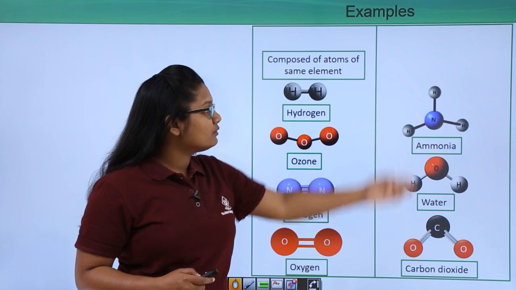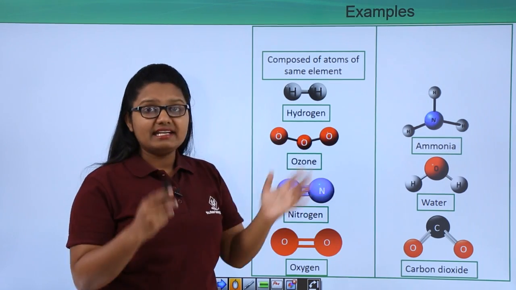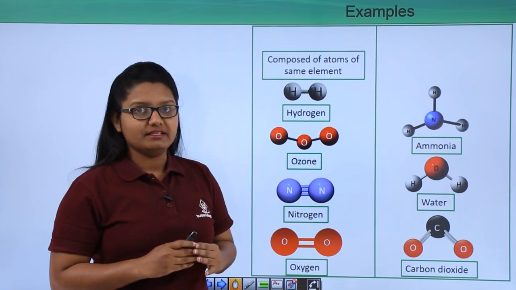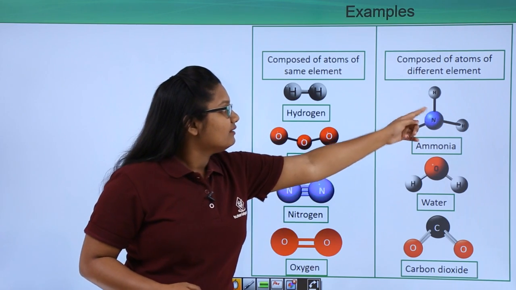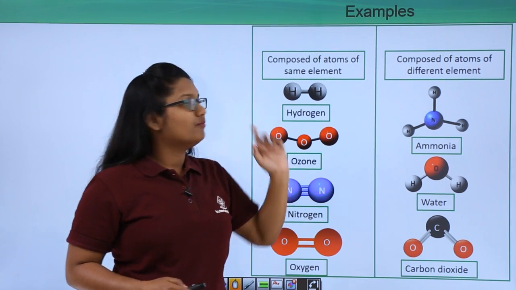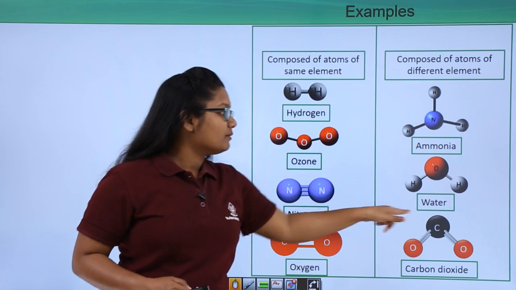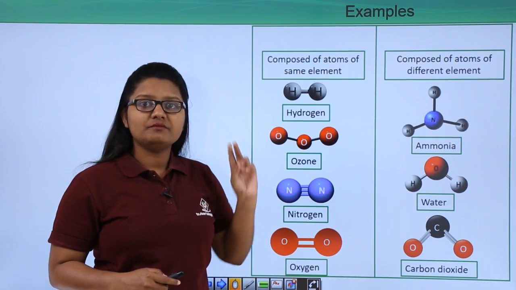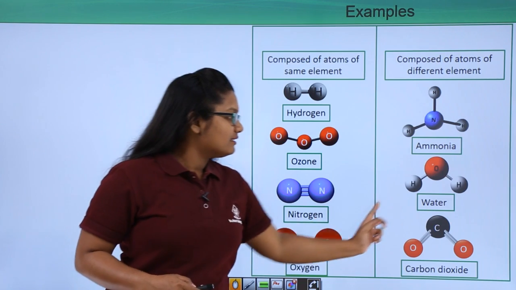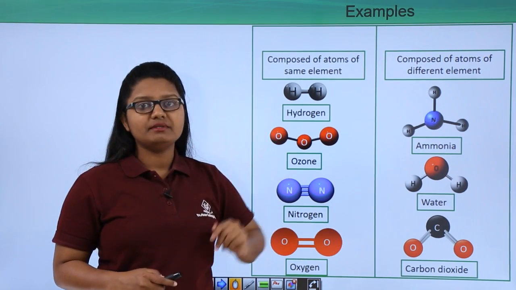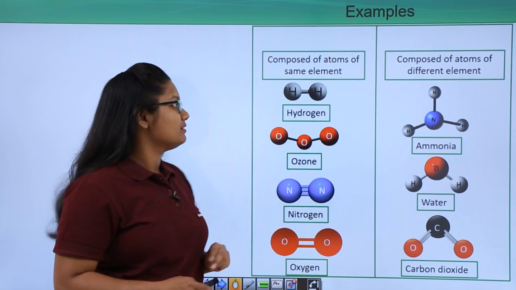Now the set of molecules on this side have atoms which come from different elements. For example, this ammonia molecule has one nitrogen atom and three hydrogen atoms, and this water molecule has one oxygen atom with two hydrogen atoms, and this carbon dioxide molecule has one carbon atom and two oxygen atoms.